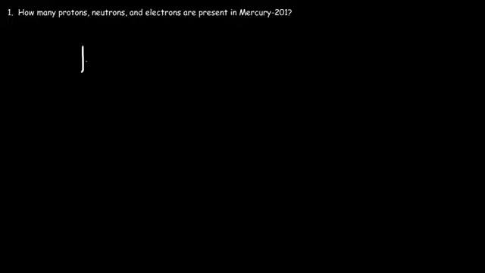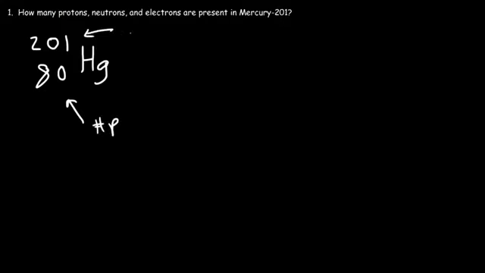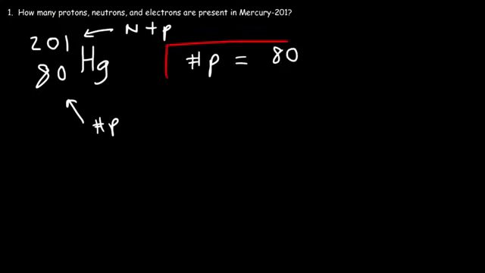So the symbol for Mercury is Hg, and the mass number is 201. Now we need to find the atomic number, and we could do so using the periodic table. The atomic number of mercury, if you look it up, is 80. The atomic number tells you the number of protons. The mass number is the sum of the neutrons and the protons. So the number of protons is always going to be the atomic number, which is 80. And so that's the first answer.